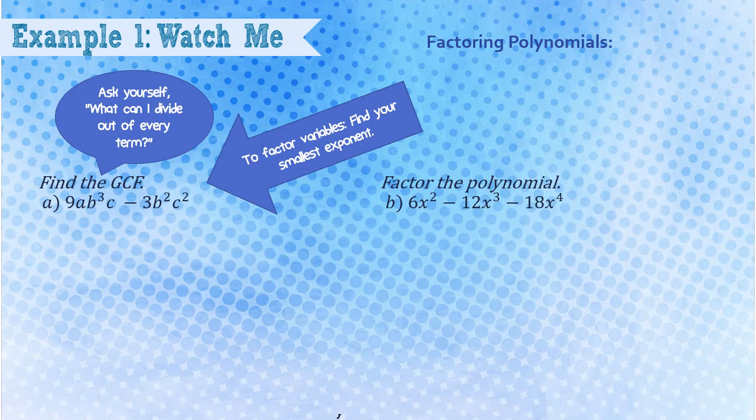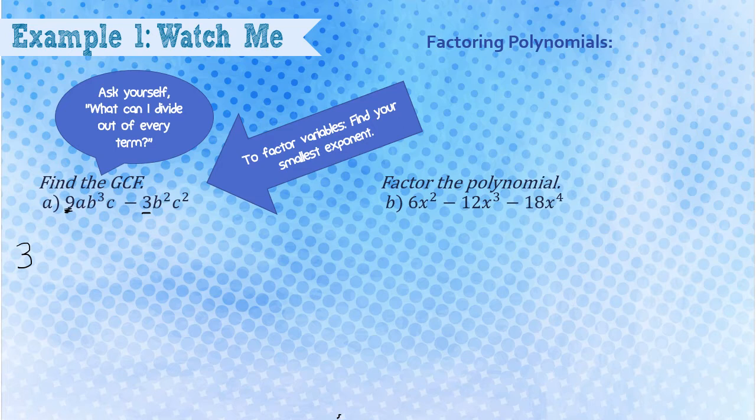So let's take a look at 2 examples here. I'm going to just find the GCF of A. I'm not going to factor it completely. I'm just going to take out what they all have in common. So looking at my number parts here, just the 9 and the 3. 3 itself is a prime number. So I asked myself, okay, can I divide out a 3 from the 9? And I can. So I can divide out a 3. I can bring that out.